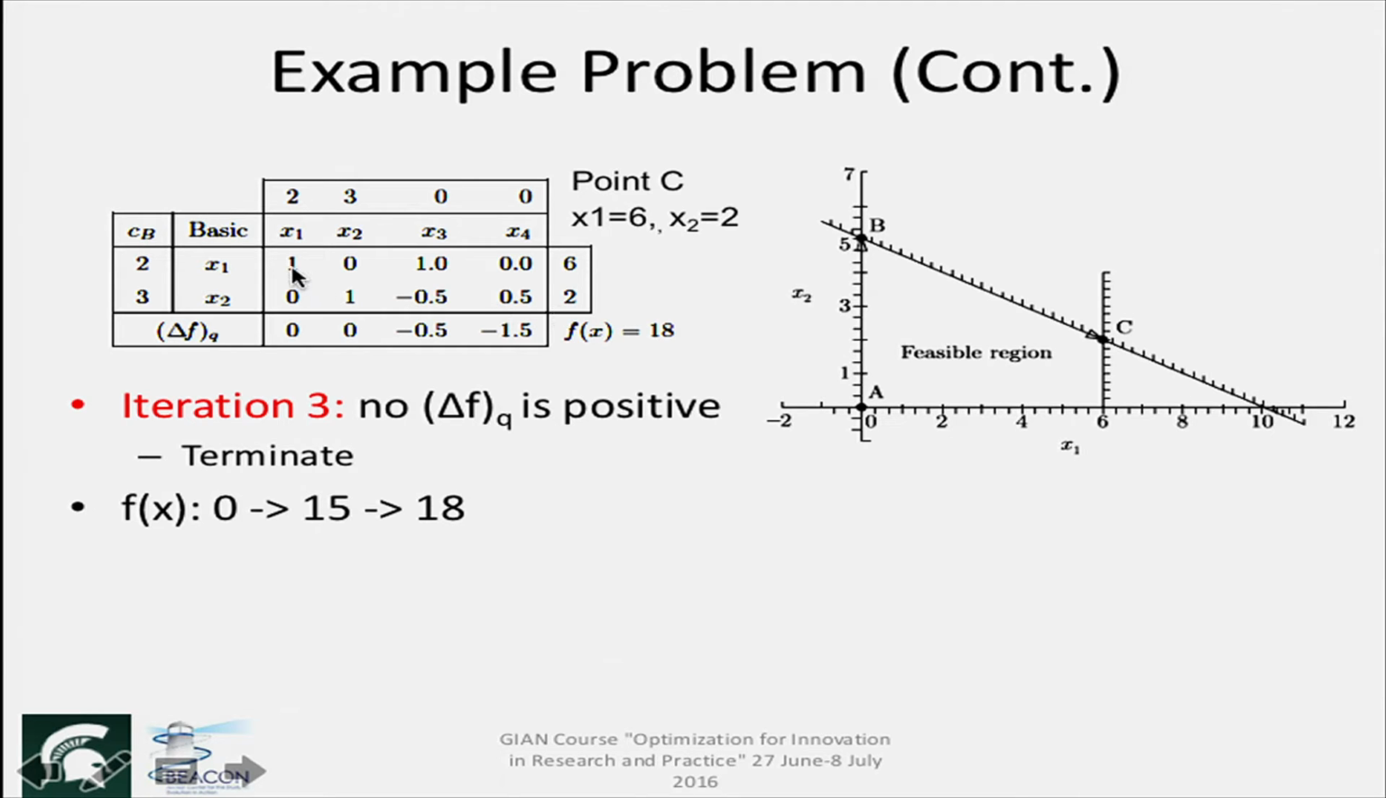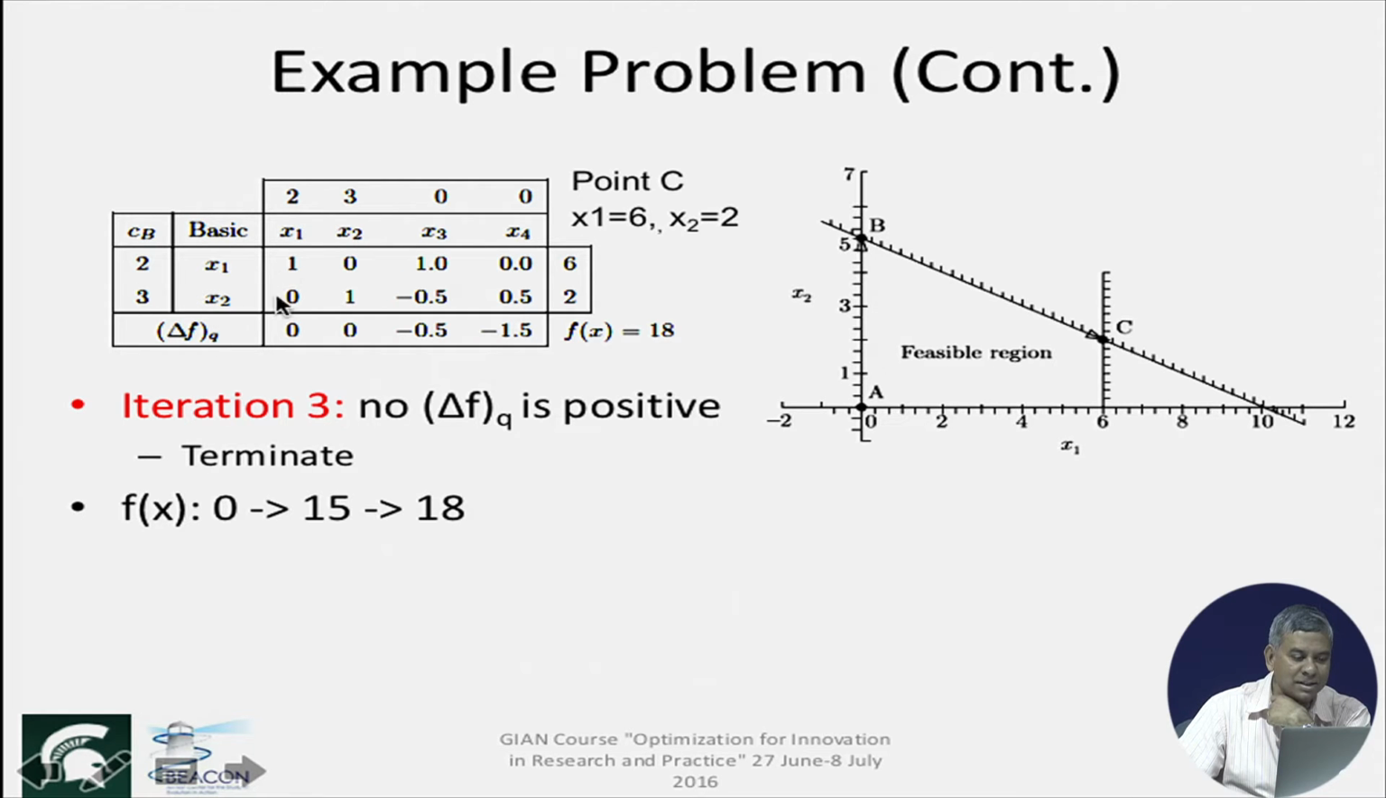Okay, now you see x1 is in row echelon form, so is x2. x1 I brought 2 over here, and this remains. Now let's find out which point this is. So what is the value of x1 and x2? x1 is 6, x2 is 2, and that is that point now. Okay, and let's compute del f q. Again, 2 minus 2 times 1 minus 3 times 0, 0, 3 minus that, and all these.